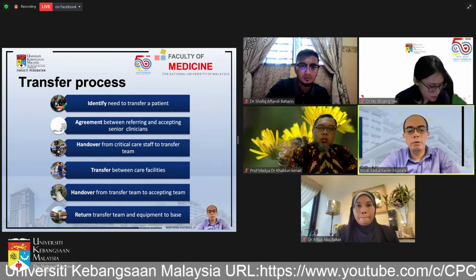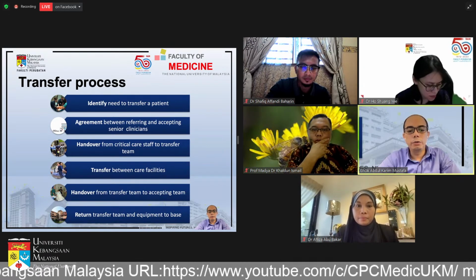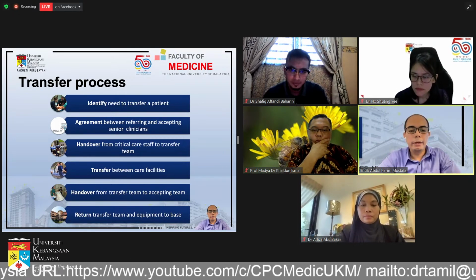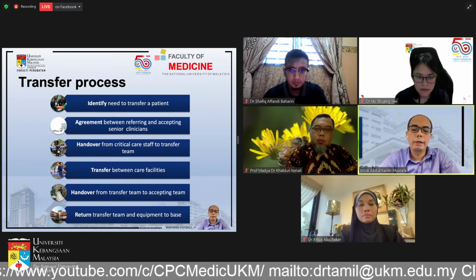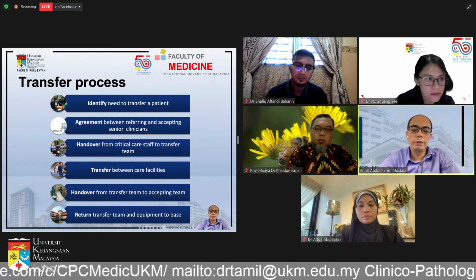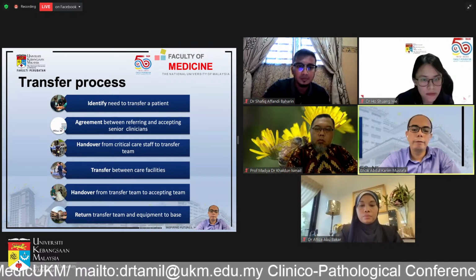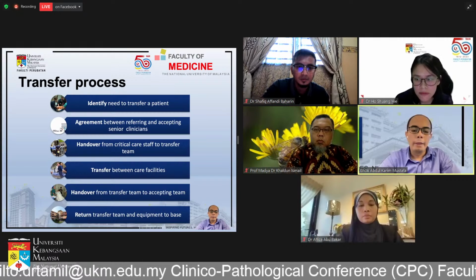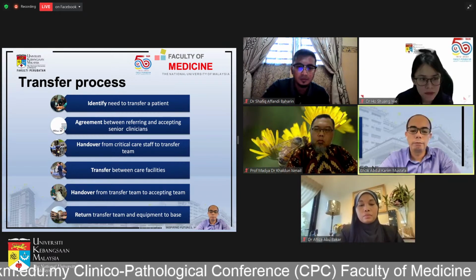The agreement is quite important. This is a very important part: you must agree with the other hospital to receive the patient. Okay, and then the third one is how the process of handover from the critical care staff to the transport team works. This must be clear because during the transportation en route, there may be changes in the vital signs of the patient that have to be spelled out to the receiving team, and the transfer between care facilities. What they have, what they can do for this patient.